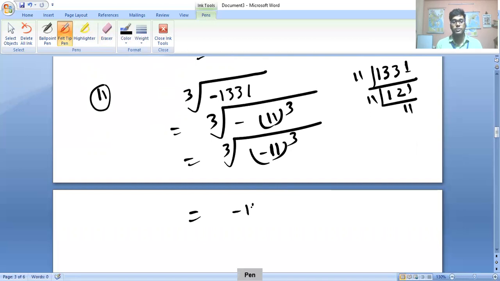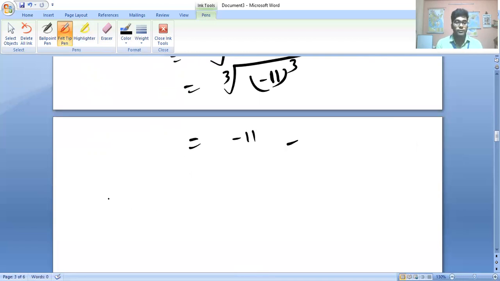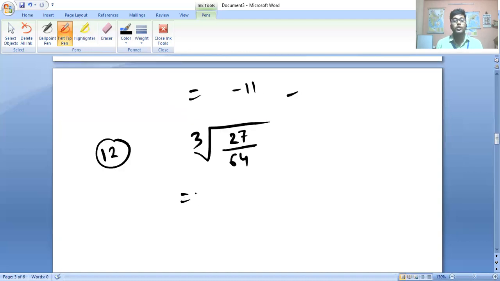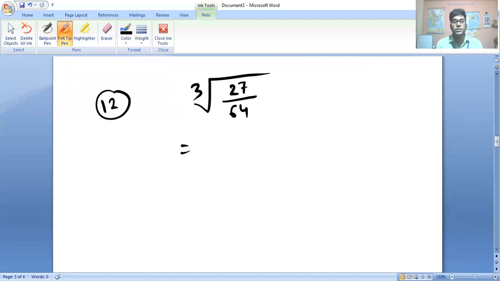Okay, students. Let us do question number 12. We have cube root of 27 by 64. This is also very easy. If cube root of a fraction comes, this cube root will go to each and every term. That means cube root of 27 by cube root of 64.